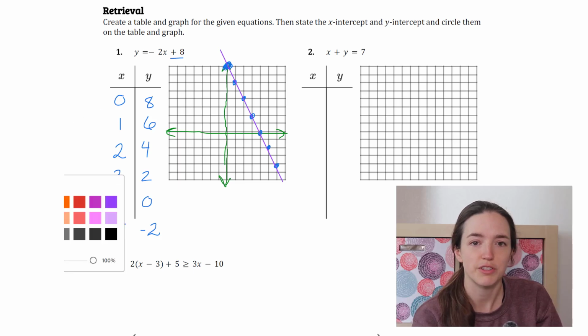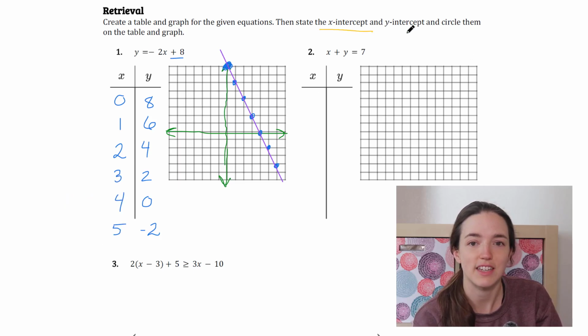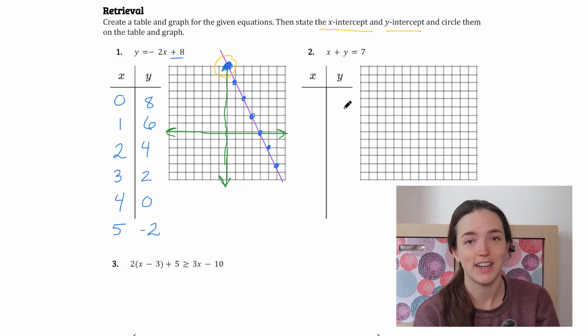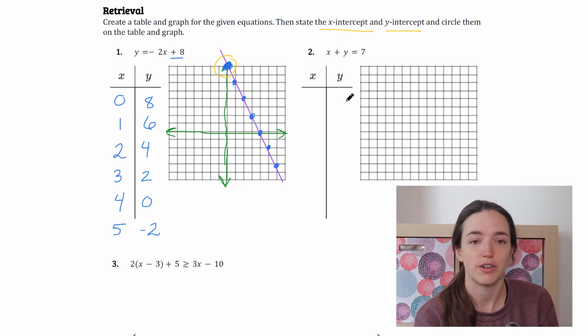Now the other thing we're supposed to do is state the x and y intercepts, and we're also supposed to circle them on both the table and the graph. So let's start with the y-intercept. The y-intercept is where the graph crosses the y-axis. That also happens to be where x is equal to 0. So in the table, that was right here. All right, so y-intercept, 0, 8.